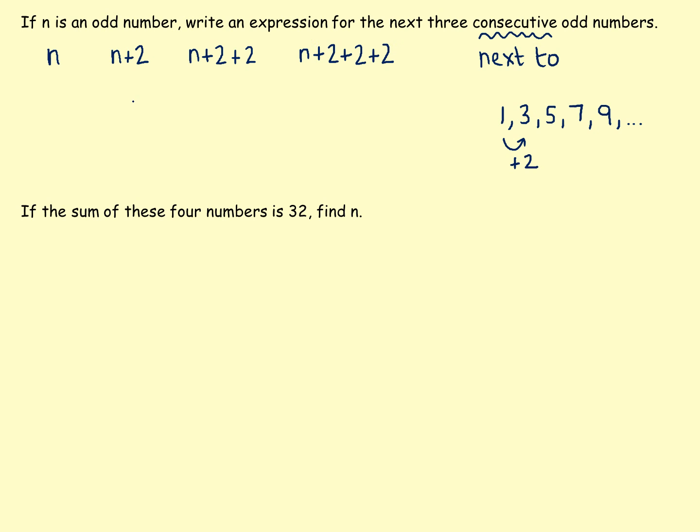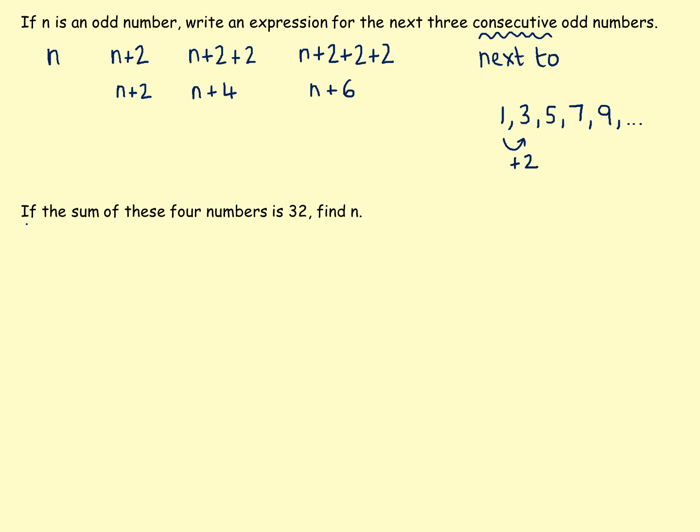Now of course I can tidy some of these up a little bit. It's better to write this as n plus 4, because 2 and 2 is 4. And it's better to write this as n plus 6. So my final answer is going to be, well, the next three consecutive odd numbers are n plus 2, n plus 4 and n plus 6.